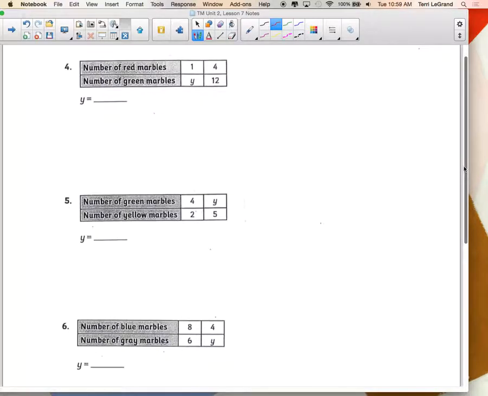Kelia, can you tell me what the proportion is I should write down in number 4? Did you say 1 over y? Okay, equals 4 over 12. Okay. Next decision, how do we get y? We have 2 choices. We can go from 1 down to y, or we can go from 12 over to y.